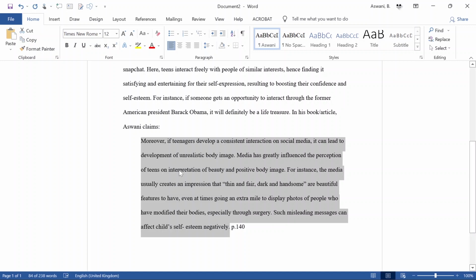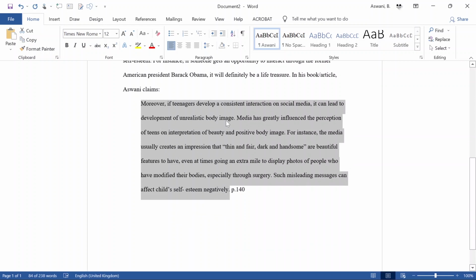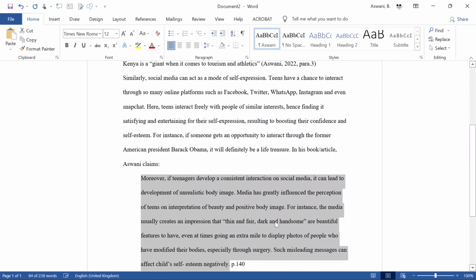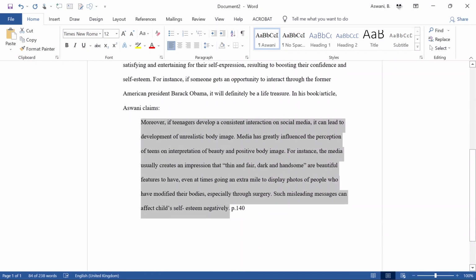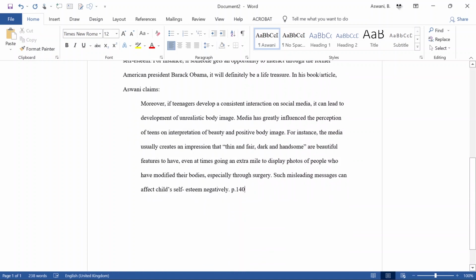So make sure you put it as a freestanding paragraph, okay? Yeah, so these are long quotes. Don't use quotation marks on a long quote. And once you want to continue with the rest of the sentences, just click enter and make sure you return back.